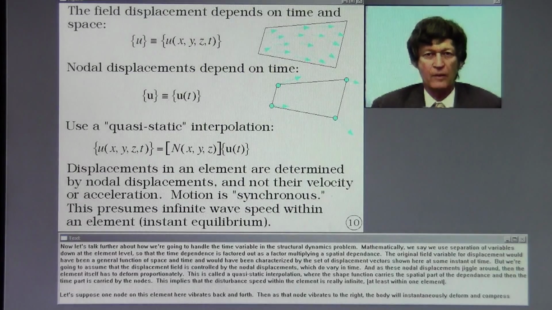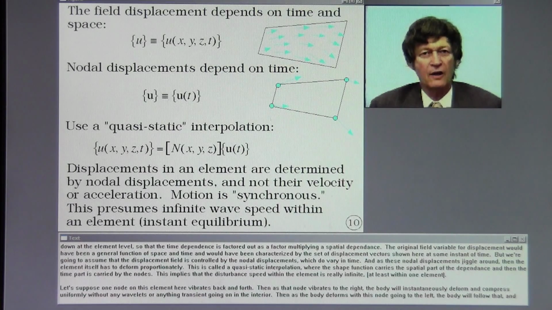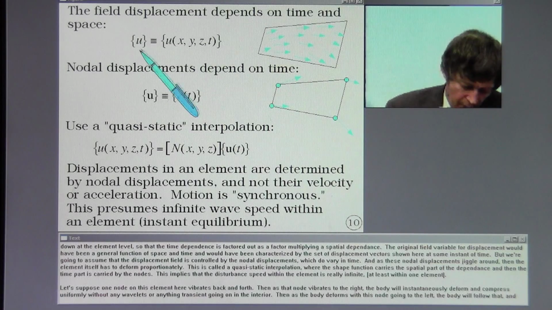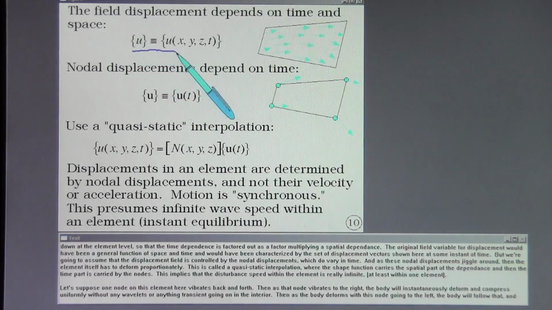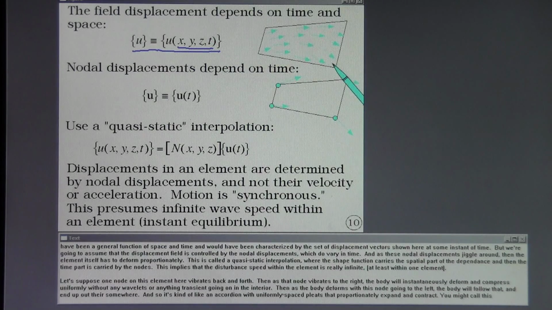Now let's talk further about how we're going to handle the time variable in the structural dynamics problem. Mathematically, we say we use separation of variables down at the element level so that the time dependence is factored out as a factor multiplying a spatial dependence. The original field variable for displacement would have been a general function of space and time and would have been characterized by a set of displacement vectors shown here at some instant of time.